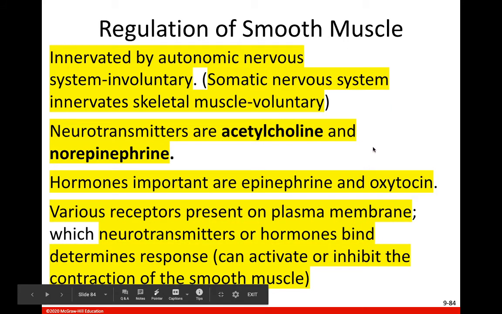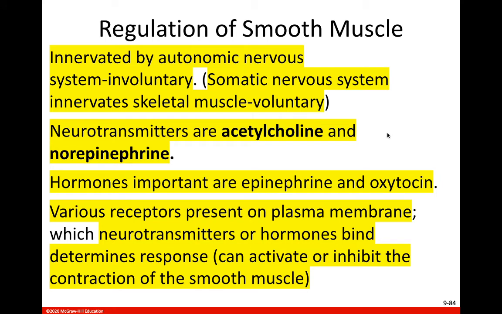Okay? So again, what can stimulate our smooth muscle? As we said, it can be stimulated not only by our nervous system, but also by hormones. We actually have two different branches of our nervous system that can stimulate muscle: our autonomic nervous system and our somatic nervous system. When our autonomic nervous system stimulates our smooth muscle, that is involuntary. Our somatic nervous system only stimulates our skeletal muscle, okay? Somatic nervous system stimulates our skeletal muscle, and that is our voluntary muscles. It is our autonomic nervous system that stimulates our smooth muscle, and that is involuntary.